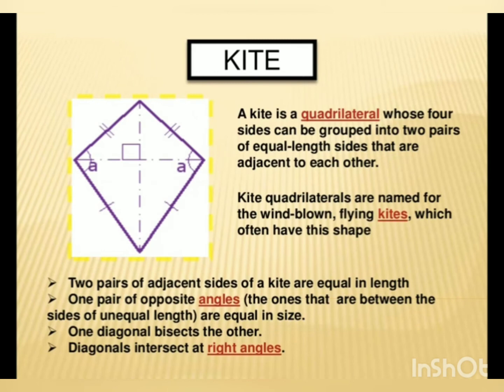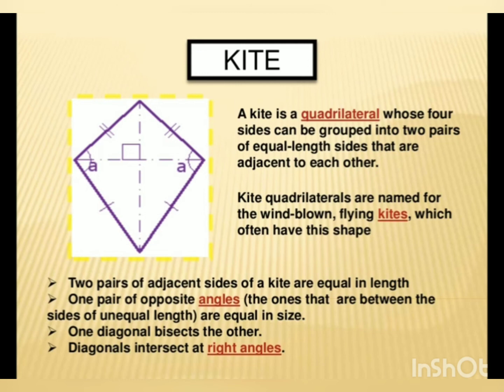Kite. A kite is a quadrilateral whose four sides can be grouped into two pairs of equal length sides that are adjacent to each other. Now the properties of kite are: two pairs of adjacent sides of a kite are equal in length, one pair of opposite angles which is in between two unequal sides are equal in size. That means the angles denoted by A over here are congruent to each other. One diagonal bisects the other, and the diagonals intersect at right angles.